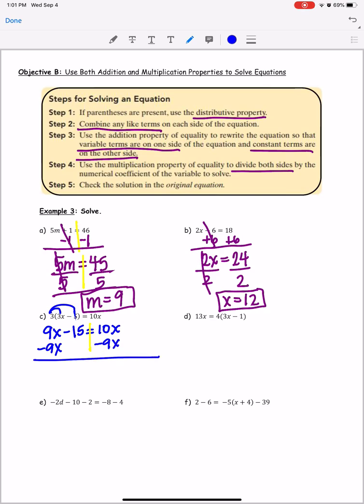So 9 minus 9 is 0. So 0x is the same as it not existing. So I can bring down my negative 15 equals 10 minus 9 is 1. 1x is the exact same thing as x. So we got negative 15 equals x. And of course, if you don't like that, you can always put x equals negative 15.